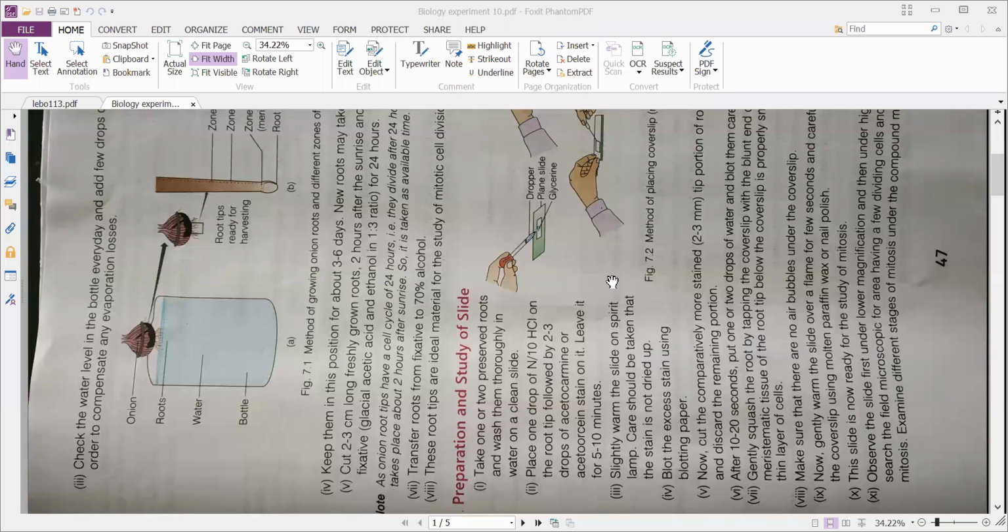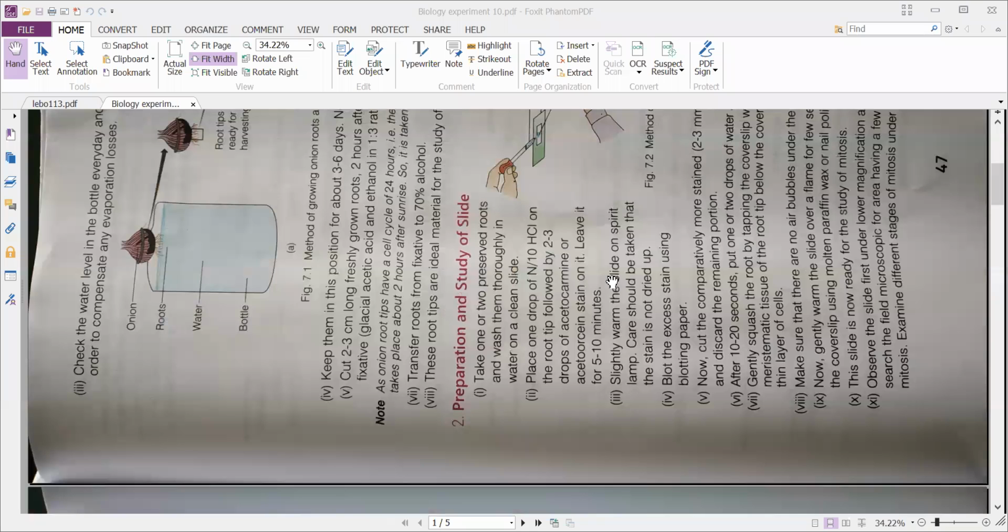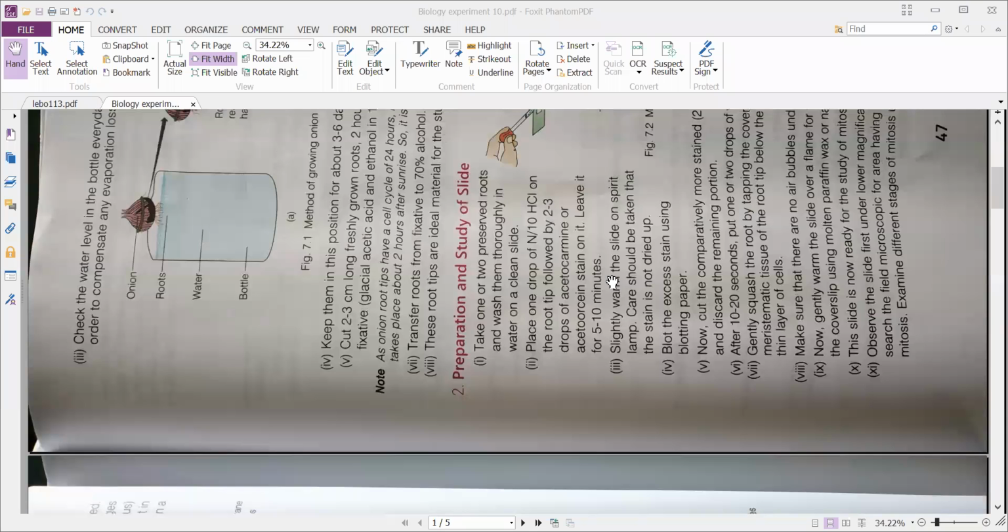Okay, here the aim is missing. The aim is mentioned as: to study the mitosis in an onion root tip by temporary mounting on a slide.